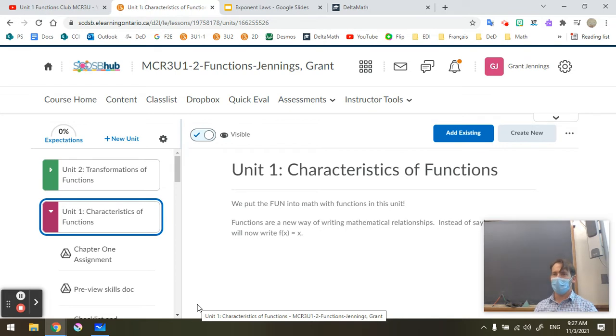Let's take a look at the new content for today, which is getting started on some exponential functions.